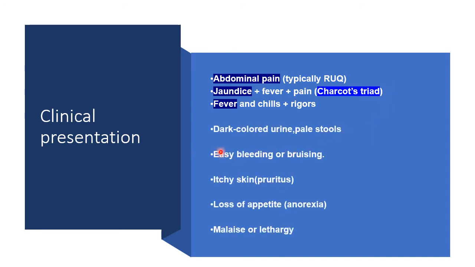The other features are dark-colored urine, pale stools, easy bleeding or bruising, generalized itchiness of the skin or pruritus, loss of appetite, and general feeling of sickness, malaise, or lethargy.